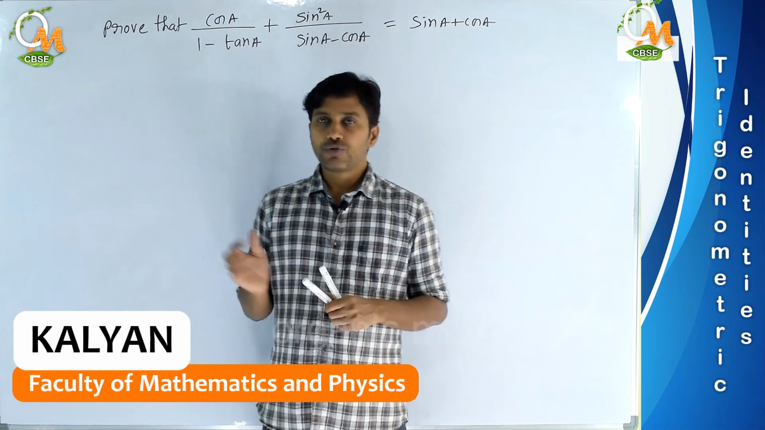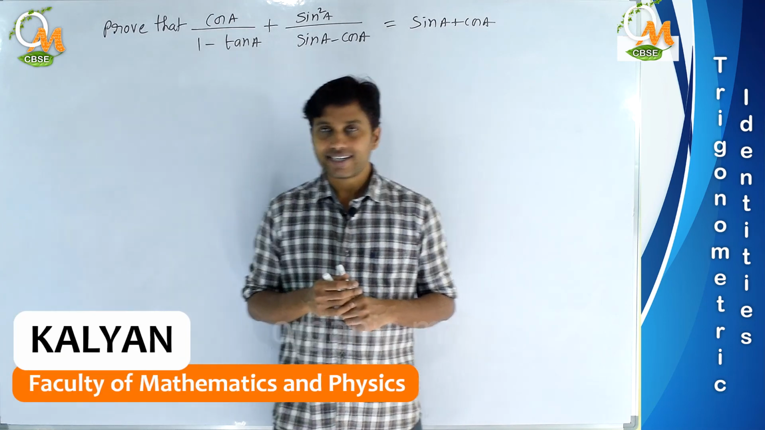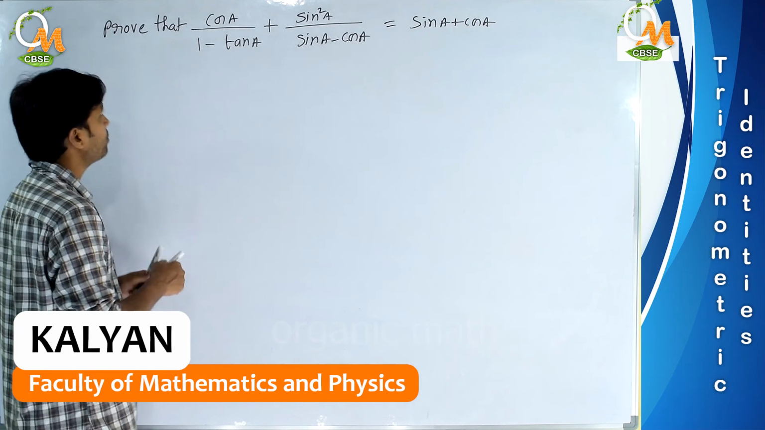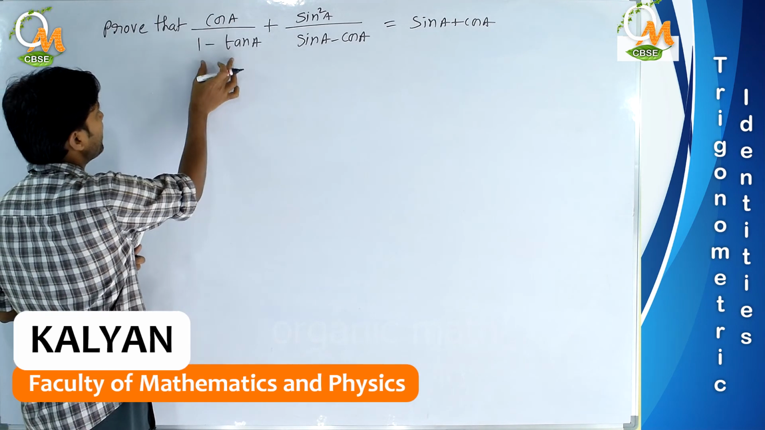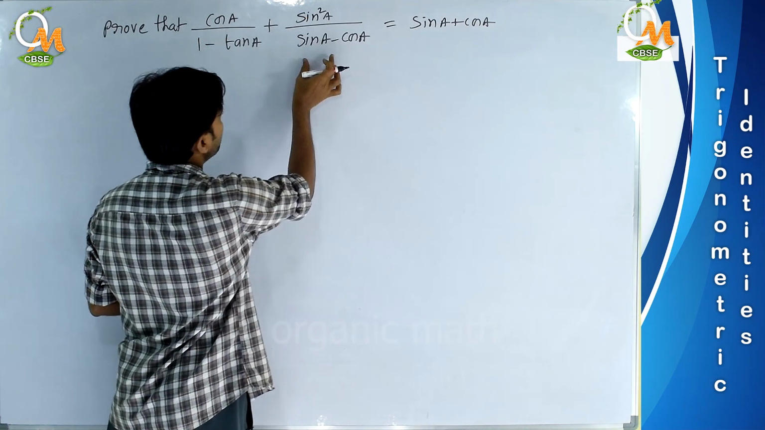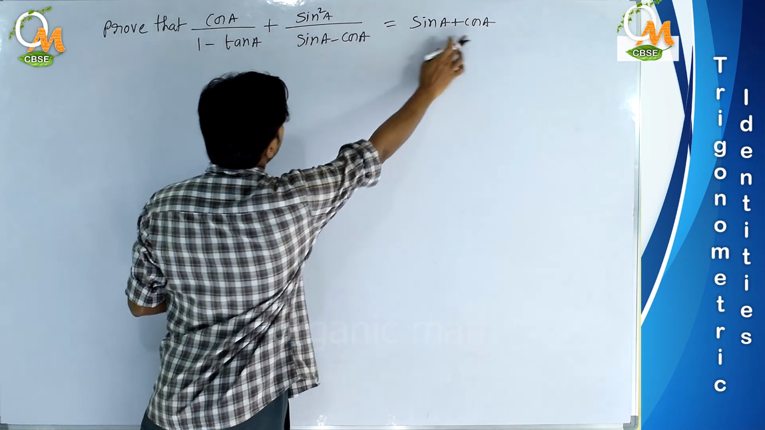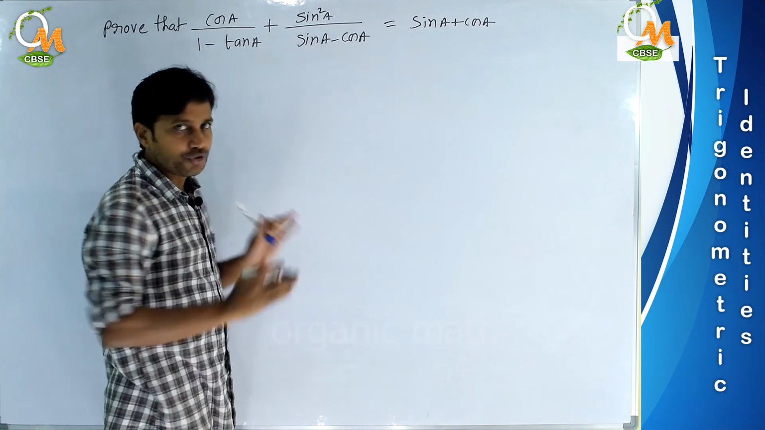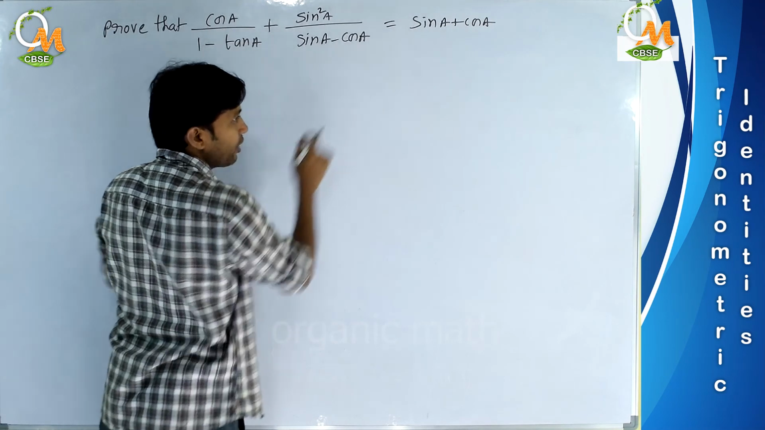So students, let us do one more problem on trigonometric identities. Let us see what the problem is. Here we need to show that cos a by 1 minus tan a equal to sin square a by sin a minus cos a equal to sin a plus cos a. As usual, take LHS and get RHS.